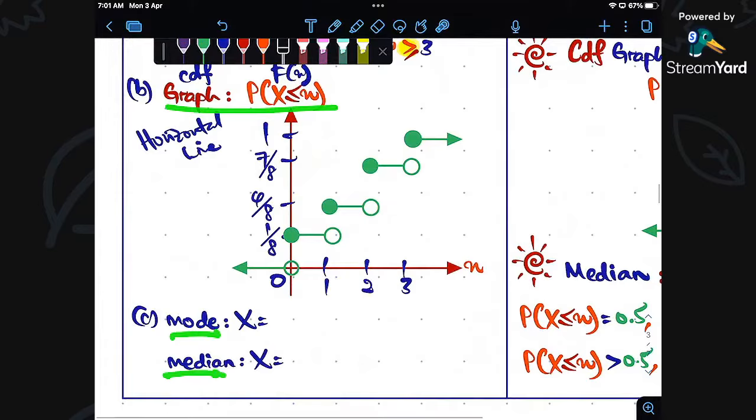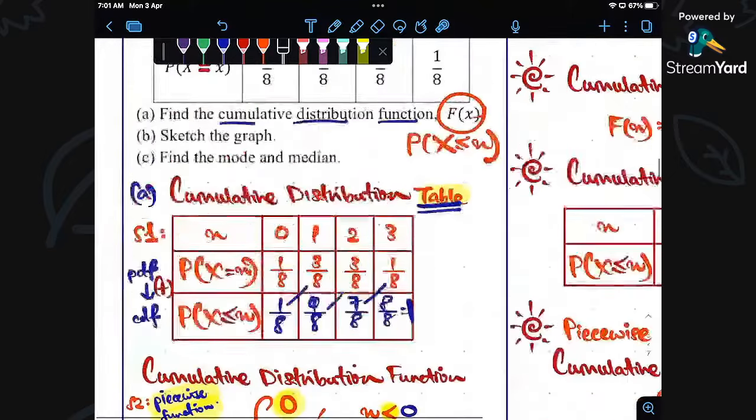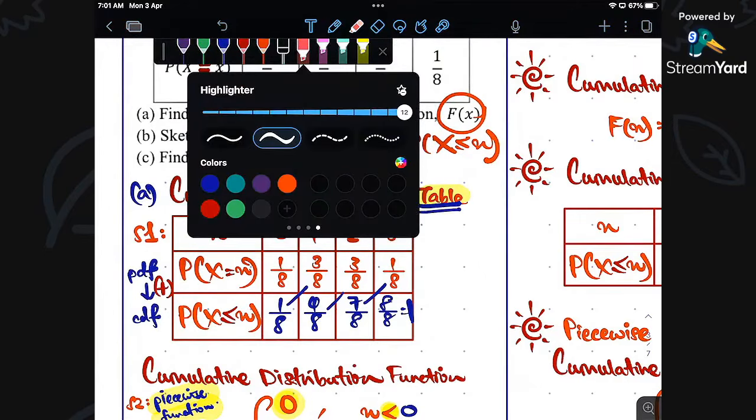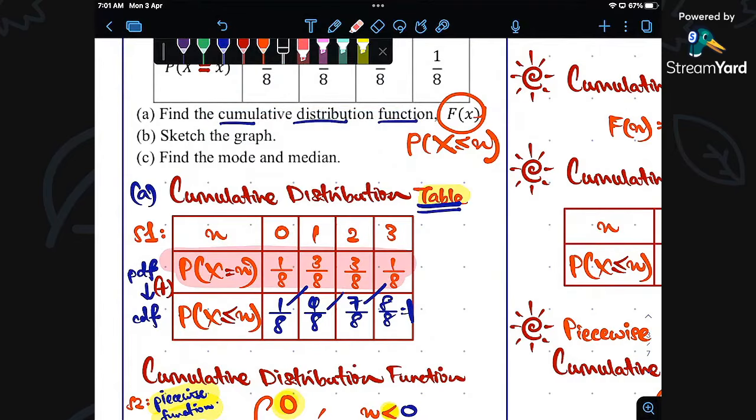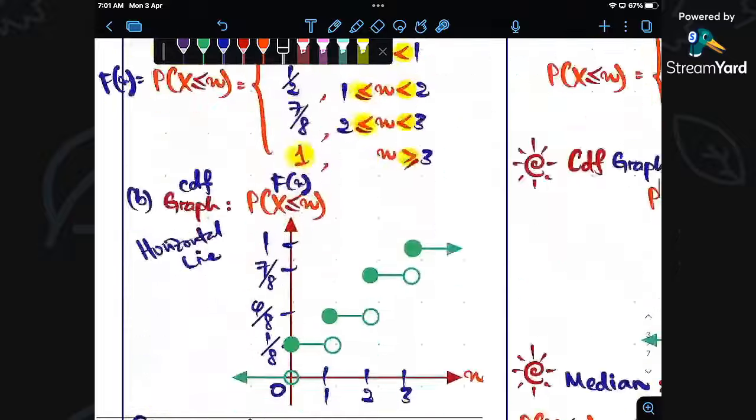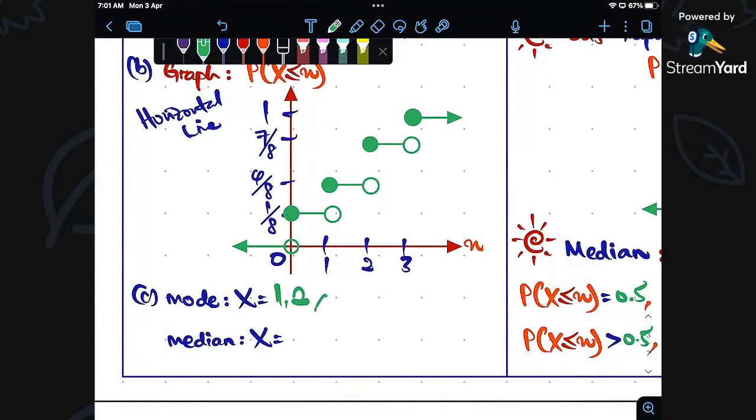And the last one is finding the mode and the median. For the mode, you must look at this part, which is the PDF. The PDF will help you to find the mode. The highest probability is 3 out of 8 and 3 out of 8. Therefore, this is not the answer though. The answer is actually x equals to 1 and x equals to 2. So the mode is actually 1 and 2. Done.